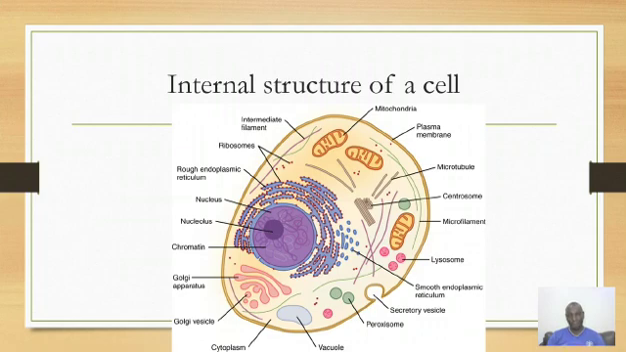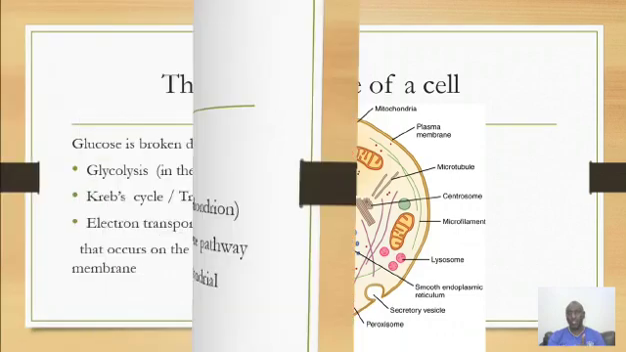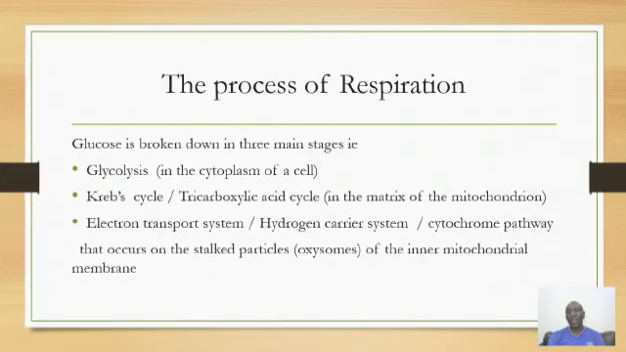So let us get familiar with the sites where they occur as we move into the details now of the stages of the process of respiration. So we move to our first stage, and that is glycolysis. Therefore, if we are asked to describe the process of respiration, we need to note that it occurs in 3 stages: glycolysis, Krebs cycle, and the electron transport system.